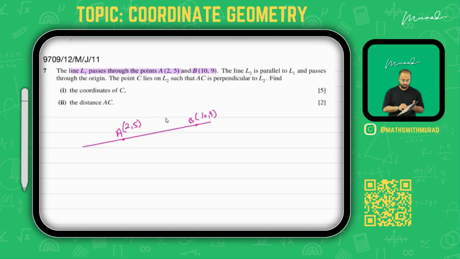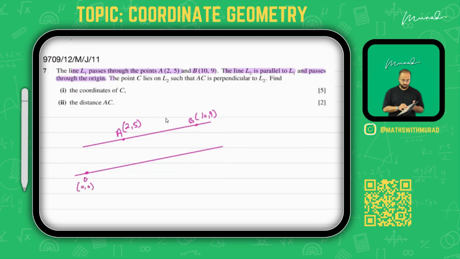Now there is another line which is parallel to that particular line. Parallel lines means the gradients of these two lines are going to be equal. Now I'll draw this line, and moving forward, the line L2 is parallel to L1, they are stating. The next thing is that it passes through the origin. Whenever they talk about the origin, they are talking about the point (0, 0). So I'll mark it over here. This is origin O, and its coordinates are (0, 0).